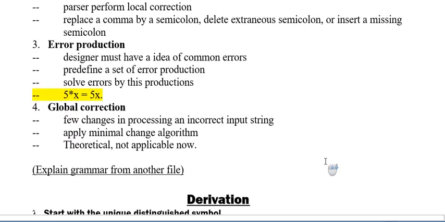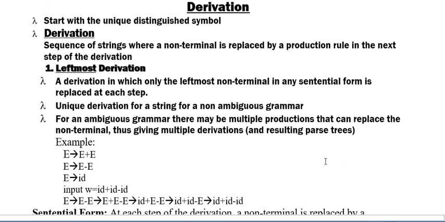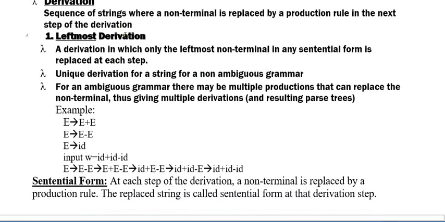Okay, now moving on to the next, derivations. Start with a unique distinguished symbol. What is the derivation? If you move from A to B, B to C, C to A, those are examples of derivation. In the language of the book, we can see a sequence of strings where a non-terminal is replaced by production rules in the next step of derivation. There are two types of derivation, left derivation and right derivation.